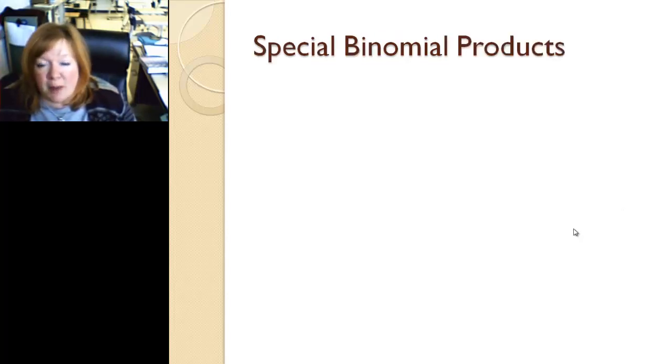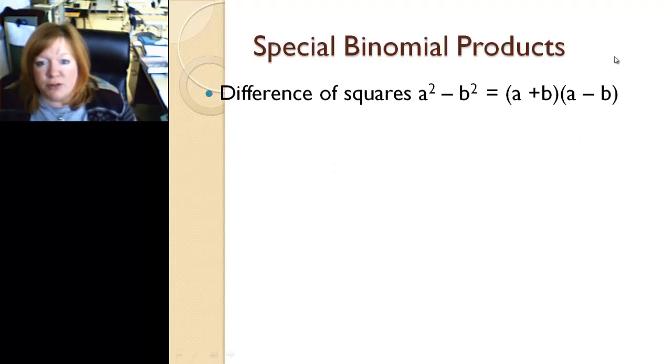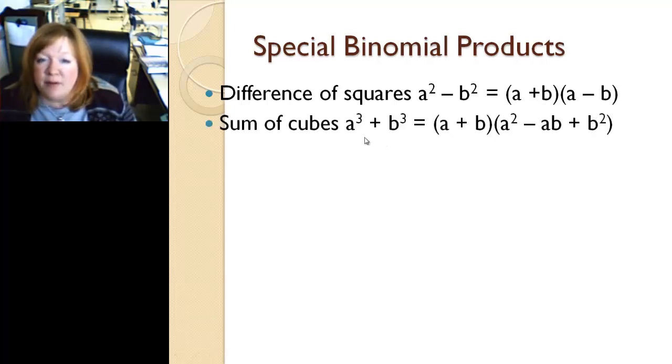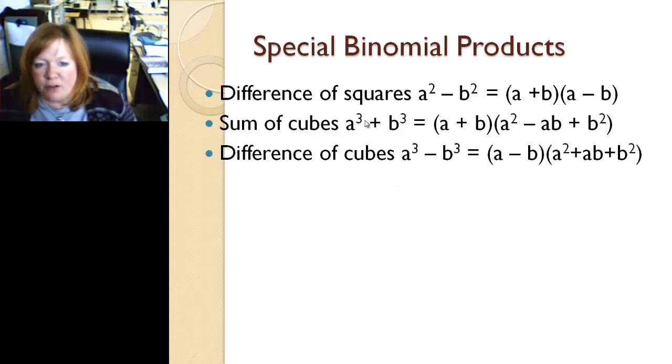Some special binomial products are the difference of squares. A squared minus b squared factors as a plus b times a minus b. The sum of cubes, this one you might not be as familiar with, but it is a factorable thing. A cubed plus b cubed is a plus b times a squared minus ab plus b squared. The way I like to remember these sum and difference of cubes, if you notice with a cubed minus b cubed, it starts off a minus b, a squared plus ab plus b squared.